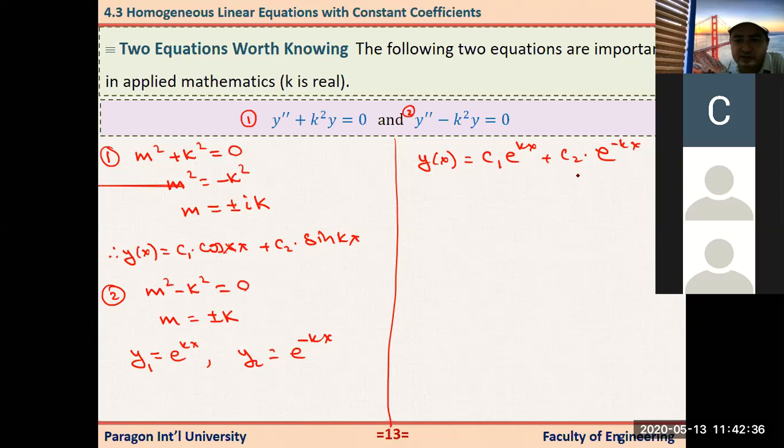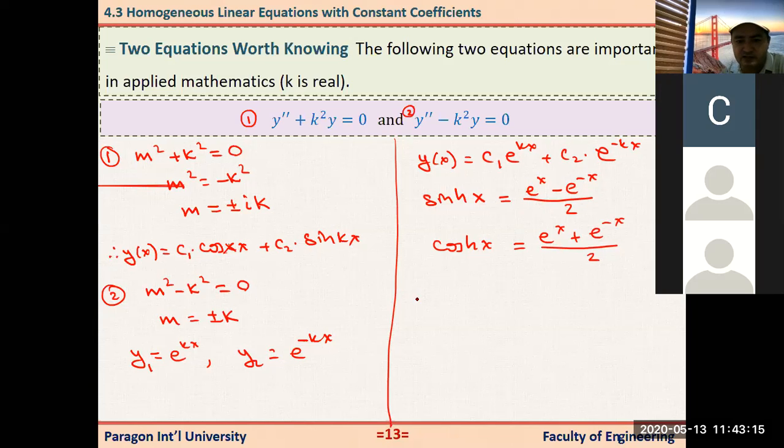Now I can write this in a different form. If you remember, how did you define sinh of x, or sinh of kx, doesn't matter? That is equal to e to the power x minus e to the power minus x over 2. It's just new notation, there's nothing new here. Because this appears a lot, mathematicians introduced this new short notation. And cosh of x is equal to e to the power x plus e to the power minus x over 2.